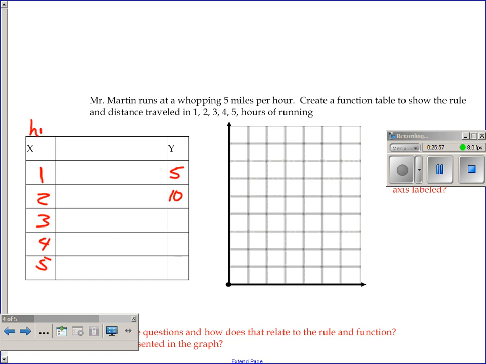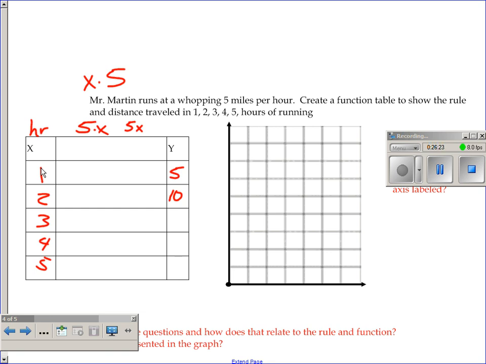Would everybody agree that X is hours? If we do 5 times our number of hours, 5 times X. Now keep in mind this could be 5 times X, or we could write it as 5X, or we could write it as X times 5. Either one of those works. Okay?